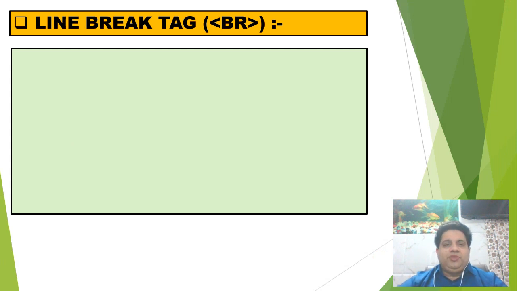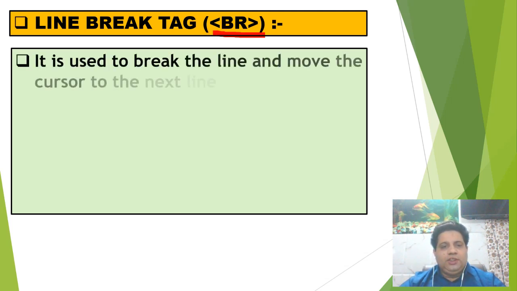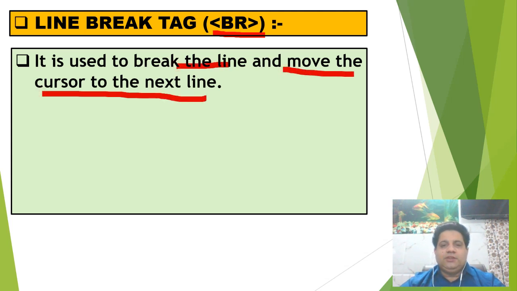Now there are line break tags. Suppose you want to break the line at appropriate places in your document. It means you want to give the effect as if you have pressed the enter key after the line. You can use the BR tag. It is used to break the line and move the cursor to the next line.